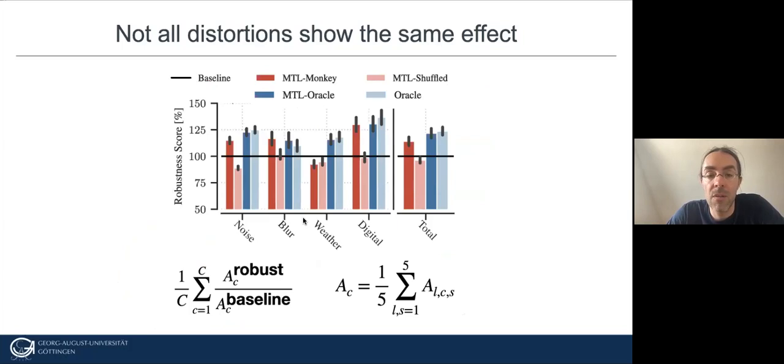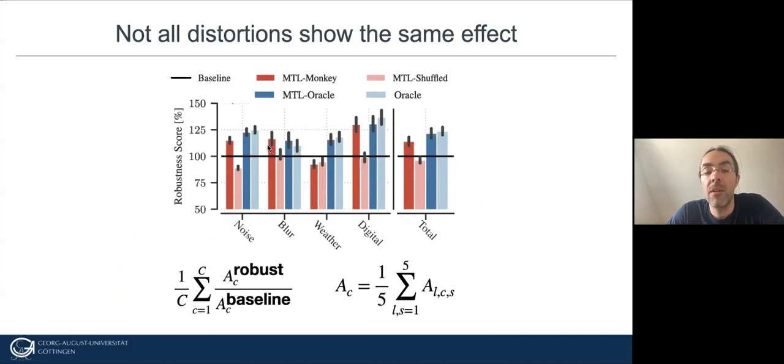Okay, so now here's a summary plot accumulating the scores over many different noise distortions. Here's the formula if you're interested in it. But basically what it shows is that when we co-train with monkey data, then our networks become more robust against an array of different noise types, with one exception here.